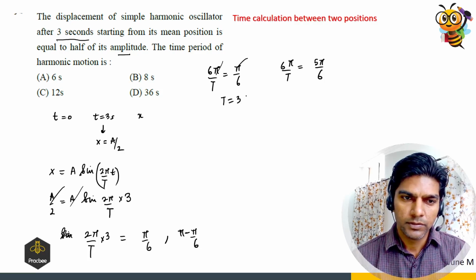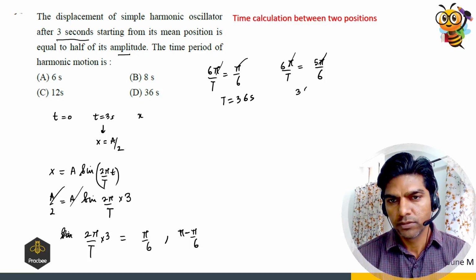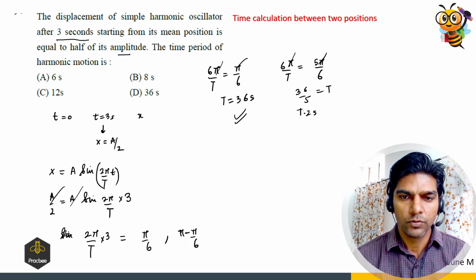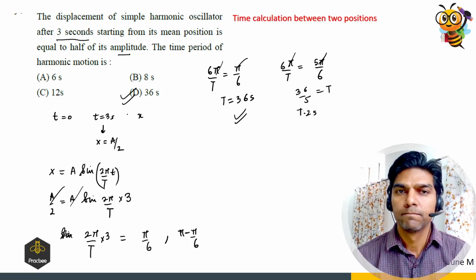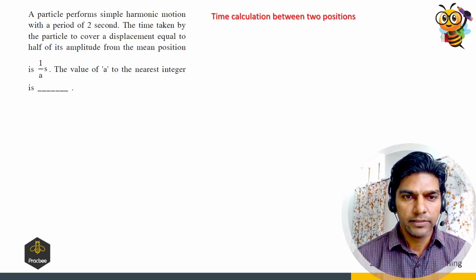So this will give us 36 seconds, and if we use this value, it gives us 36 by 5, which is 7.2 seconds. So 36 should be the answer, right? So D option is the correct answer. Now let's see the next question.